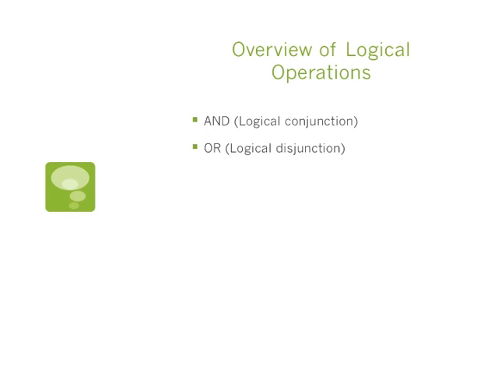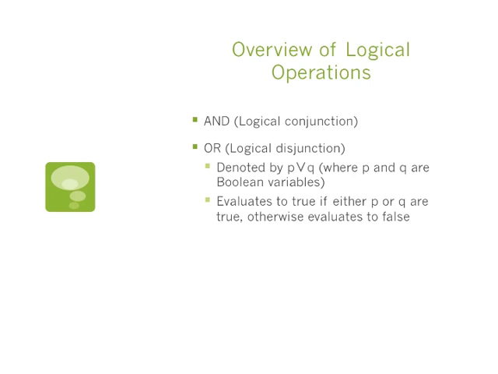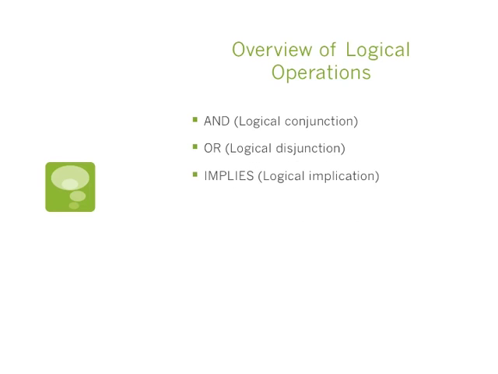The next is OR, also known as logical disjunction. This is denoted by a capital V, and is pronounced P or Q. The OR operation evaluates to true if either P or Q, or both, are true. Otherwise, it evaluates to false.